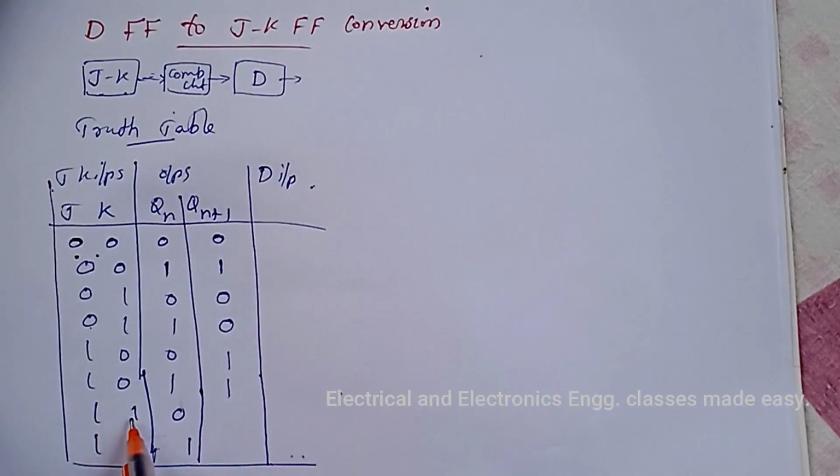And here 1, 1. 1, 1 to JK input means the output toggles. That is 0 changes to 1 here. Here also 1, 1. So toggle means 1 changes to 0 here.